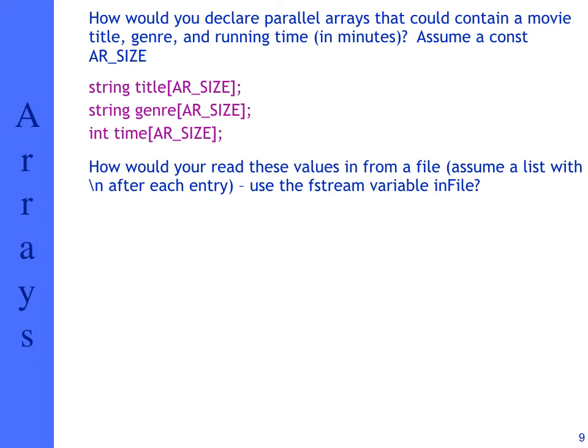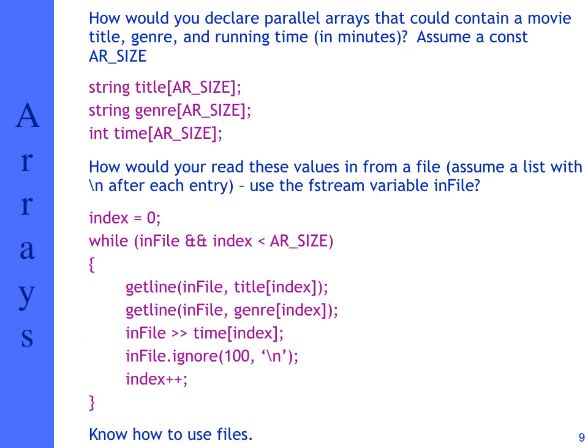How would you read these values from the above declaration from a file, assuming that each is on one line? So you have the title on one line, the genre on another line, and the duration or the running time on another line. So we're going to use an ifstream variable called infile. Let's see how we would build that.